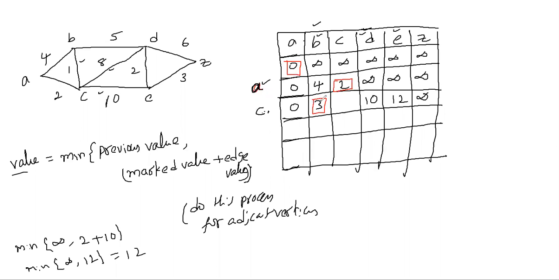Okay. So 3 is a minimum. You add that vertex here. You add that vertex here. That is B.